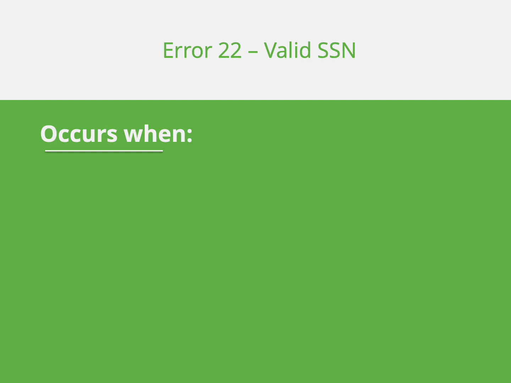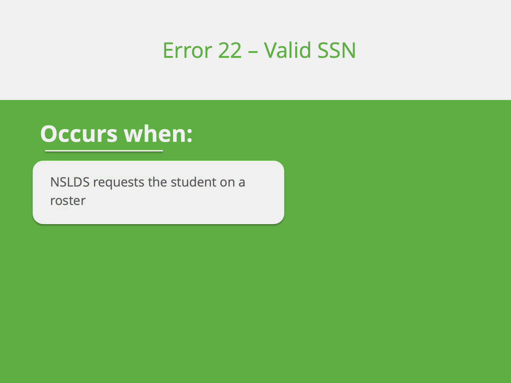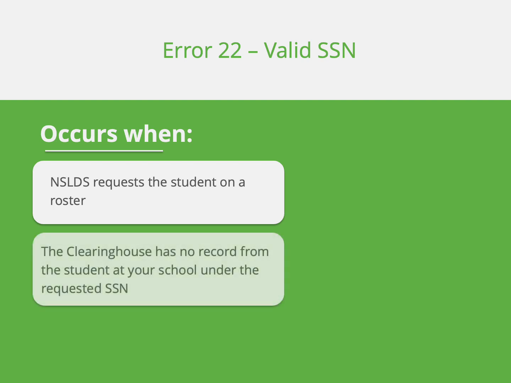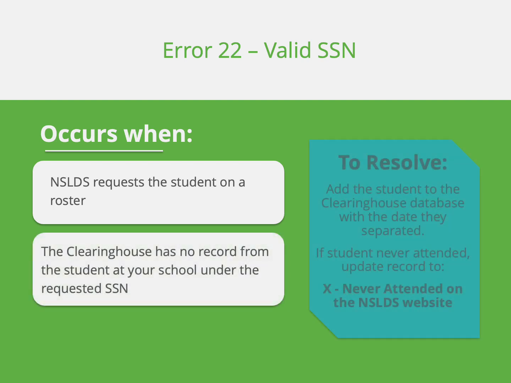The second scenario for SSCR Error Code 22 is for students who have valid SSNs. Errors for students in this situation are caused by NSLDS requesting a student on the roster that the clearinghouse has no record for at your school under the requested SSN. To resolve SSCR Error Code 22, add the student to the clearinghouse database with the date they separated from your school. If the student never attended your school, update the record to a never attended status twice on the NSLDS website, with each update at least 25 hours apart.